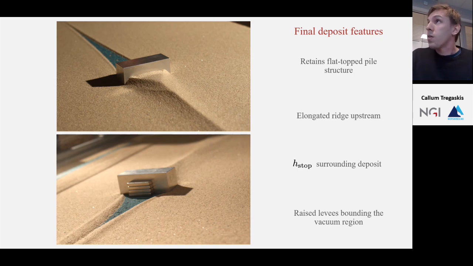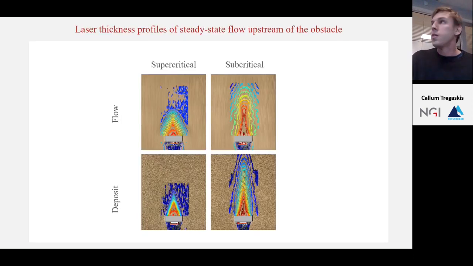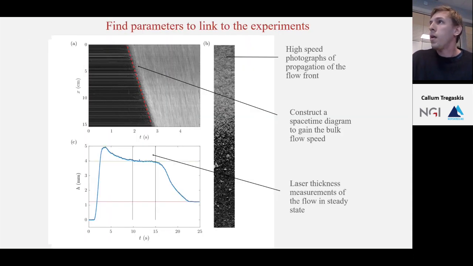We also find that if we let the avalanche run out, then it leaves behind a deposit, and we get raised levees bounding the region downstream, and then we get these large regions of piles of material upstream of the obstacle. So we can measure this in the lab, and we can look at it with some laser scanners that tell us about the thickness, and we can then try and model what's going on.